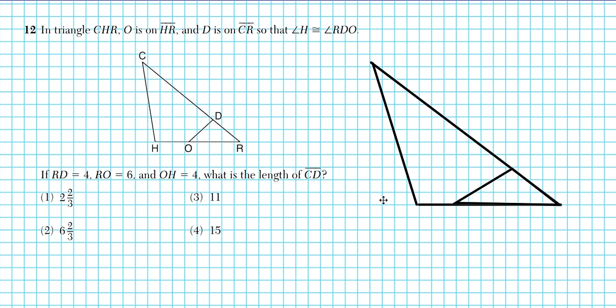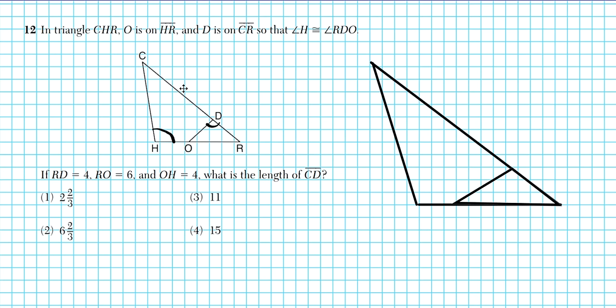All right, let's take a look at question number 12. It reads, in triangle CHR, O is on HR and D is on CR, as illustrated in this figure, so that angle H is congruent to angle RDO. So angle H, this angle right here, is congruent to angle RDO, this angle right here.